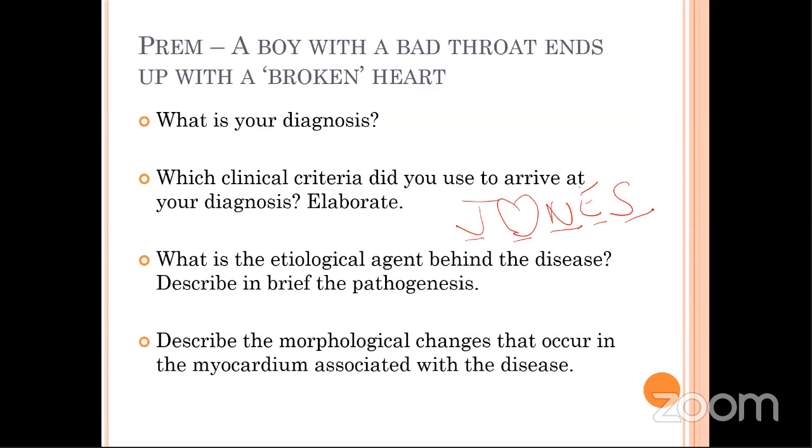The next question might be, describe the morphological changes that occur in the myocardium associated with the disease. The morphological changes that occur in the myocardium are mainly the presence of the Aschoff bodies. The Aschoff bodies evolve in three stages: the early exudative stage, then the intermediate proliferative stage, and third, the late fibrotic stage. So all those stages you need to elaborate, and you have to describe how an Aschoff body looks.